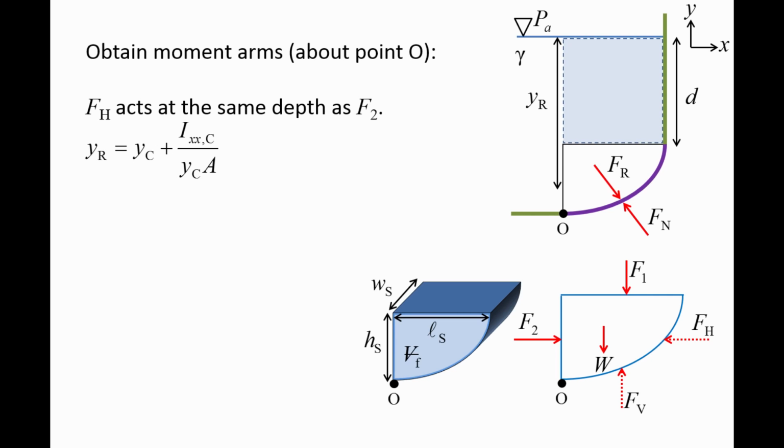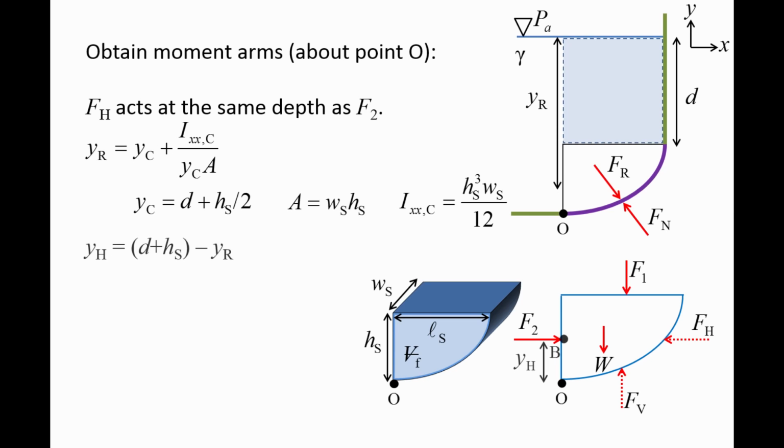The distance from the free surface to F2 is yr. Yr can be calculated from the equation yc plus Ixxc divided by yc A. Yc is the y-coordinate of the centroid of the left planar surface and is equal to d plus 1/2 hs. A is the area of the left planar surface and is equal to ws hs. Ixxc is the second moment of the area about the centroid of the left planar surface. For rectangles, this is equal to 1/12 times the height to the third power times the width.